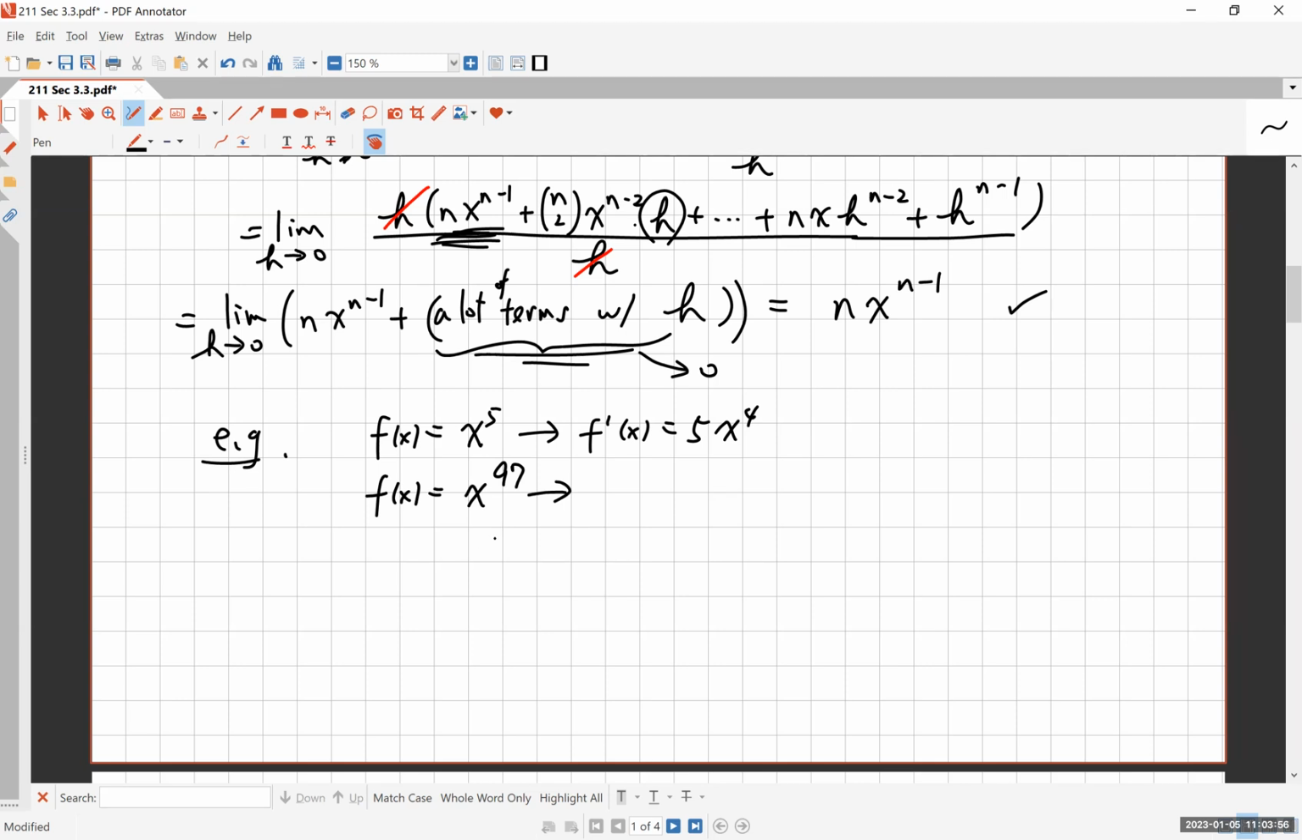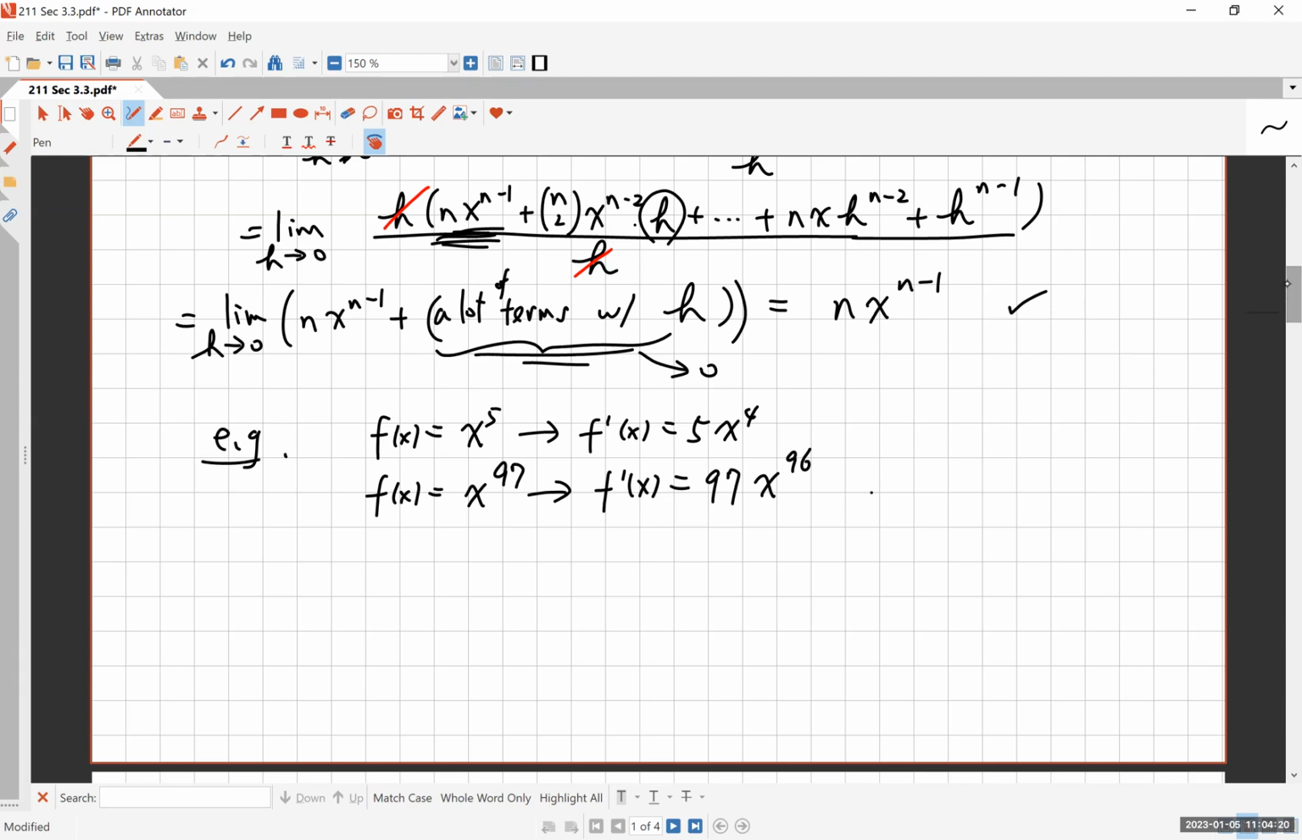So if you start with x to the 97th, I am not sure why you would want to differentiate this, but you can easily differentiate this without taking the limit as h approaches 0. This is what? 97 times x to the 96th power. Sort of magical that it could be so easy, but that is the derivative of a power function.